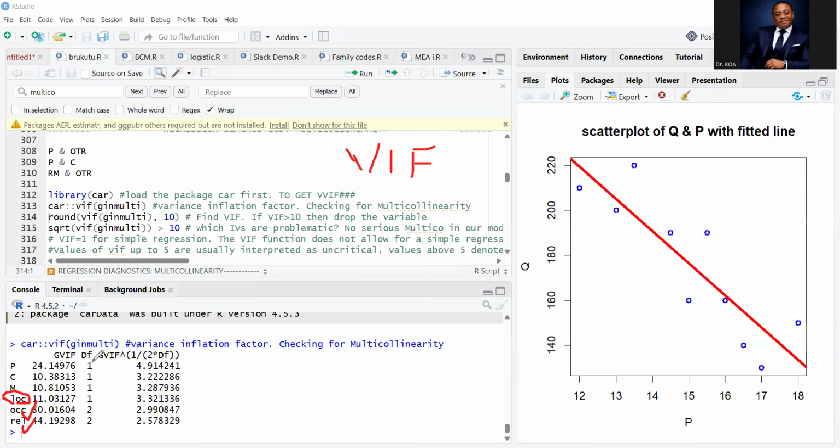So we are going to focus on just the variance inflation factor for the first 3 numerical variables. The numerical variables are price, complement price, and then income. The one with the biggest variance inflation factor is the most problematic one. The one with the biggest GVIF is the one with the most problem. So looking at our data here, which independent variable do you see as the most problematic?